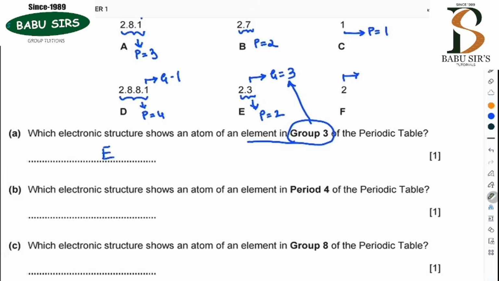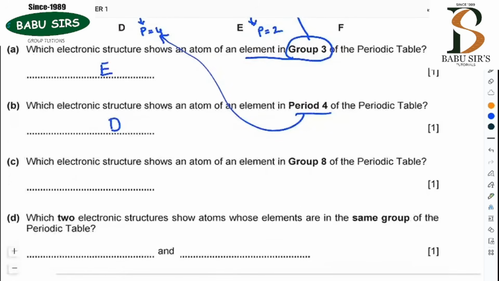Which electronic structure shows an atom of an element in period number 4? So period 4. So here you can see period 4 is here. Remaining are period 2, period 3 and all that. So it is structure number D.